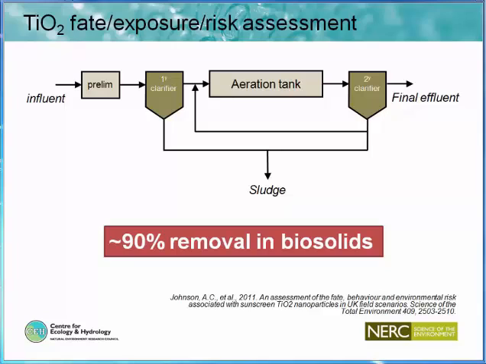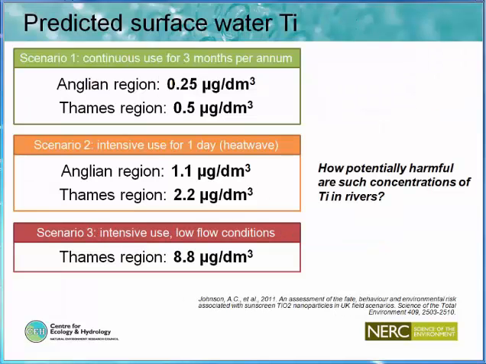And the concentrations there can be used as a basis for estimating what concentrations in rivers may be under different conditions. So a number of scenarios were constructed in order to estimate, at a regional scale for these two regions of the UK, what the surface water titanium concentrations may be as a result of titanium dioxide in sunscreen. Going from scenario 1 down through 2 and 3, they become gradually more worst case.